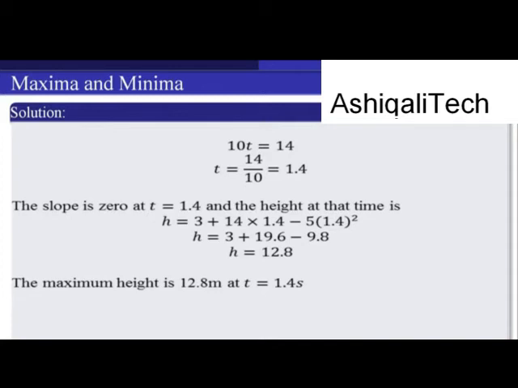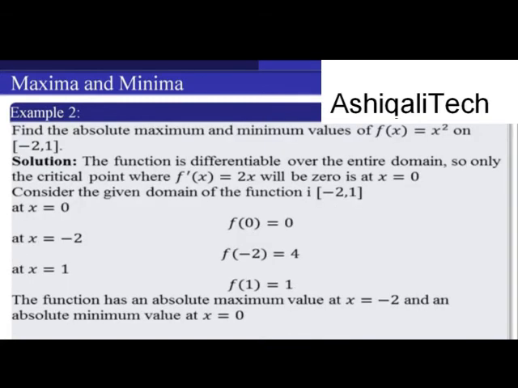And the height at that time will be given by putting the value t = 1.4 in the given equation. So we get h(t) = 3 + 14 times 1.4 - 5 times 1.4 squared. So we get h = 3 + 19.6 - 9.8, that is h = 12.8. Therefore, our conclusion is the maximum height will be 12.8 meters and the corresponding time will be 1.4 seconds. Dear students, now we see another example.